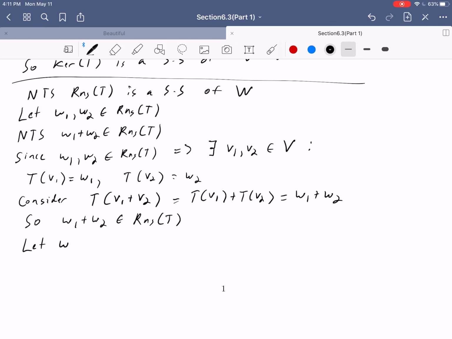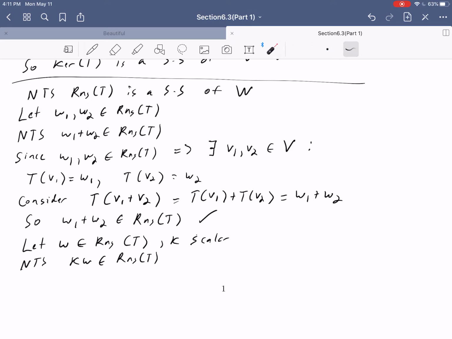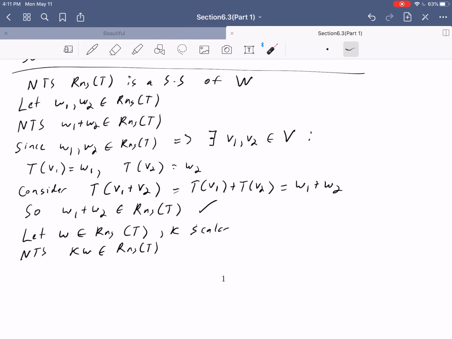Let's let w be an element of the range of T. We'll put our check mark back there. And now we need to show that kw is an element of the range of T. I guess we're letting k be a scalar. All right, so we need to show that kw is an element of the range of T.